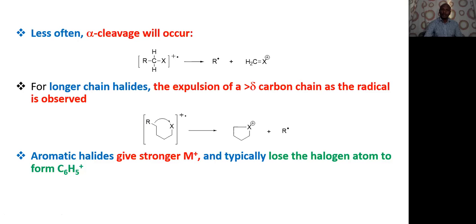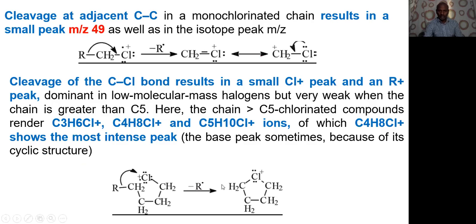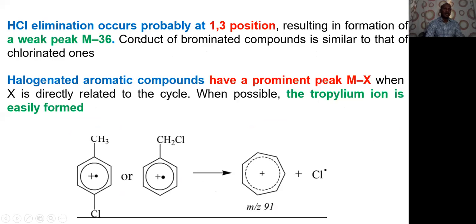Okay, and that's what happens here. Of all that, you have a very stable ion, and the 5-member ring will be a stable ion. Next, elimination of HCl also occurs. That is at the 1,3 position: elimination of HCl at the 1,3 position, formation of the M-36 peak.